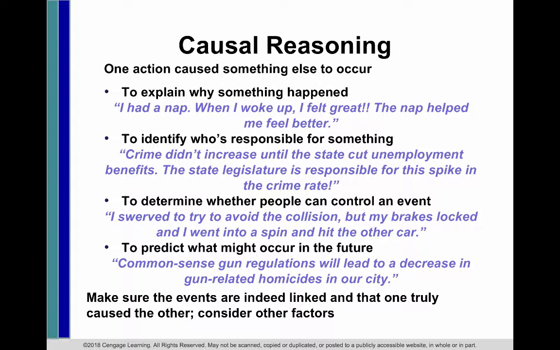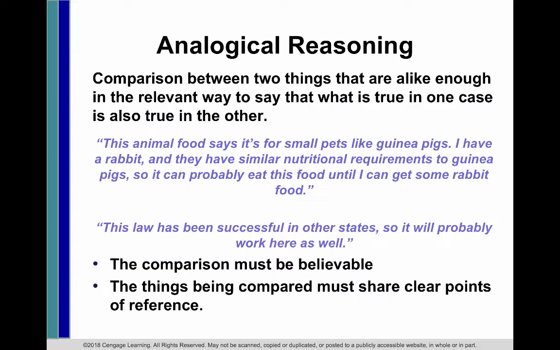Say something like the first event is one of the main causes or a significant cause rather than the only cause. An analogy is a comparison. So analogical reasoning is comparing two things and reasoning that because they're alike in a significant way related to the topic, that what's true for one is also true for the other.